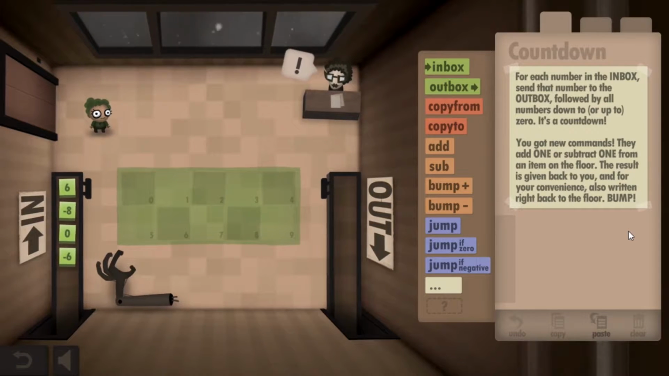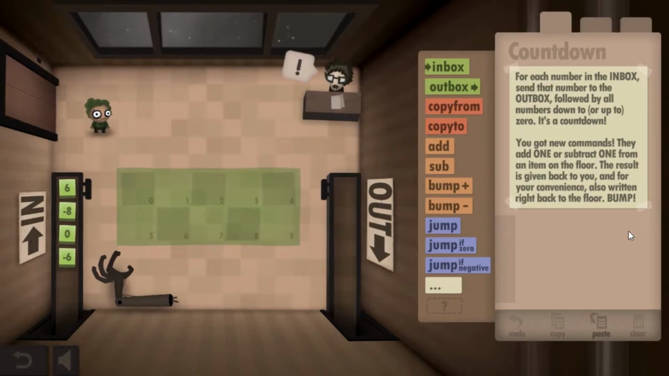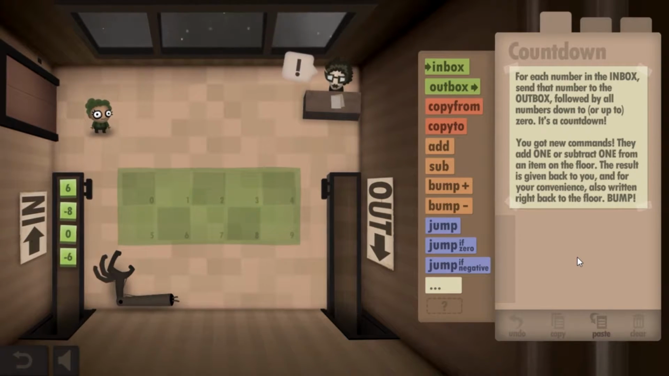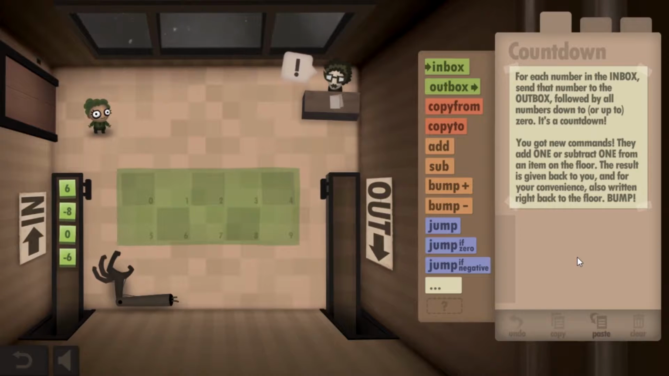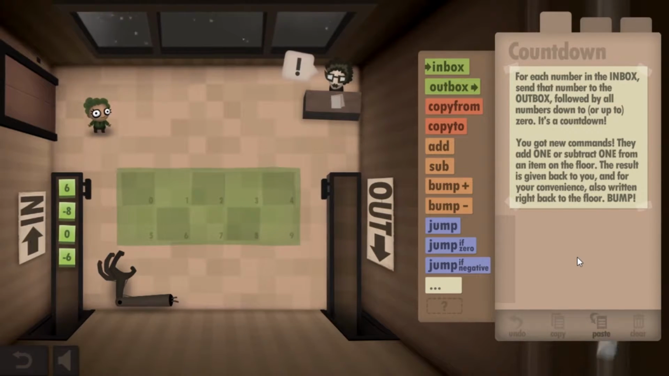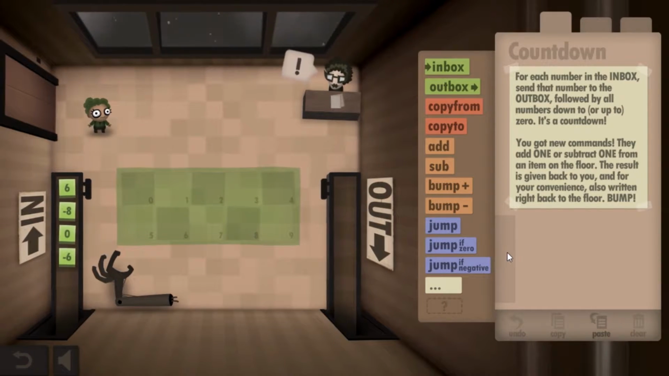Are the words increment and decrement not in the common lexicon? They're longer than they wanted, maybe. They have copy from. The result is given back to you. And inc and dec. I mean, come on. You've already got sub instead of subtract. Well, bump plus, bump minus. You can't expect a 7-year-old to know what increment means.